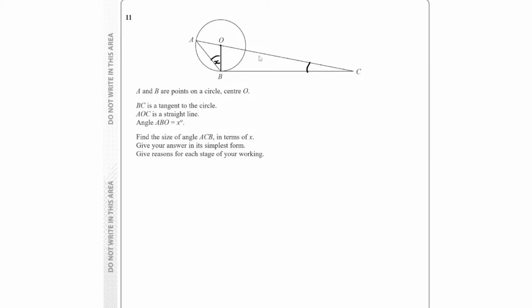The way that I started was this triangle here, ABO. This is a radius, but so is this. So is that. So that is an isosceles triangle, which means, therefore, that angle OAB, or if you want to see BAO, whichever one, is also X, because it's an isosceles triangle. So this one here is also X.